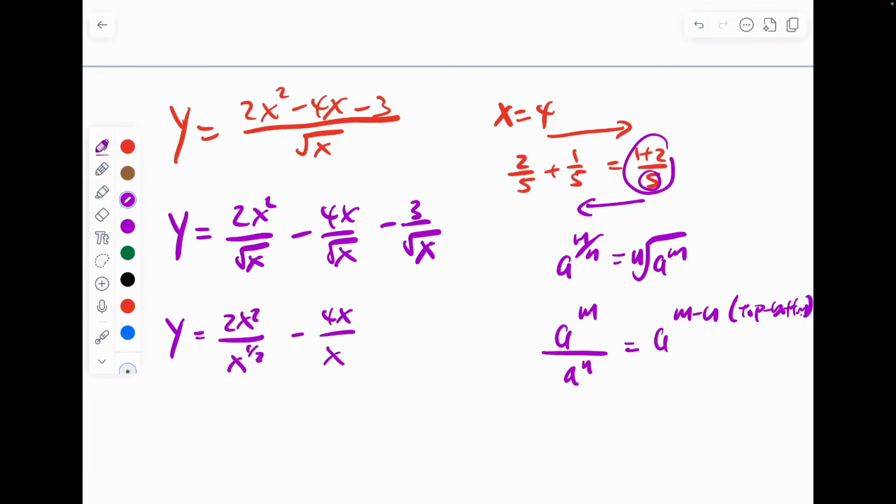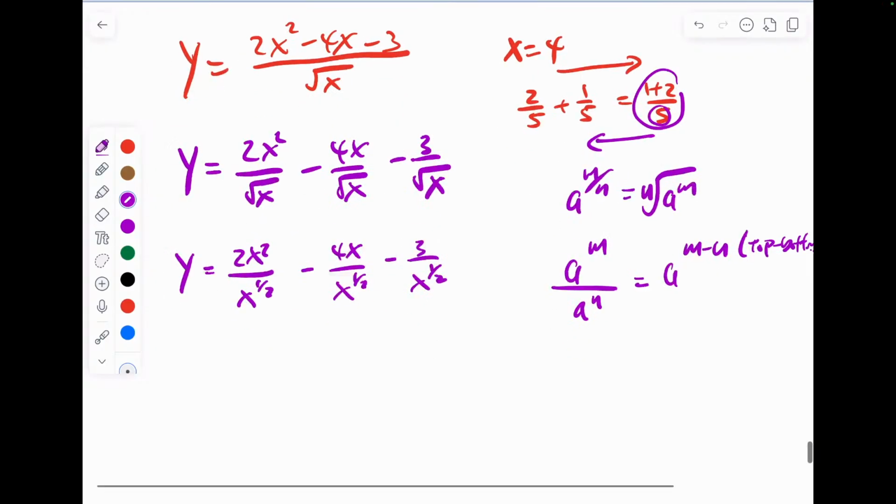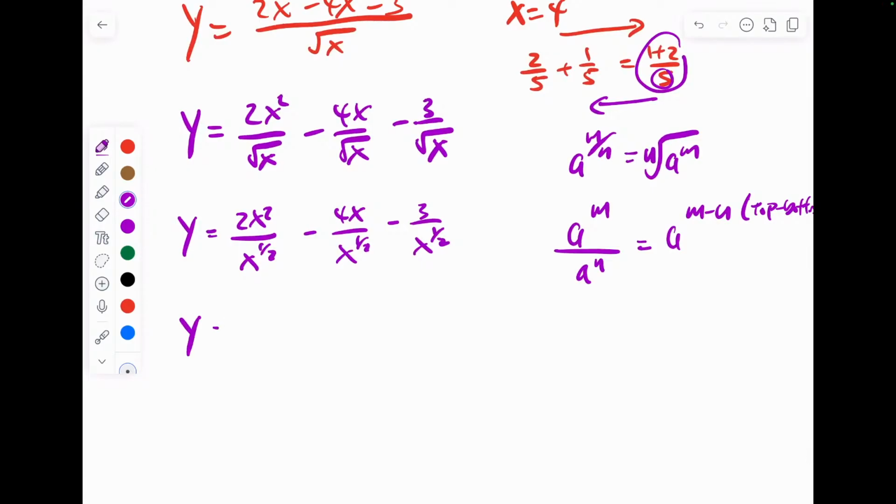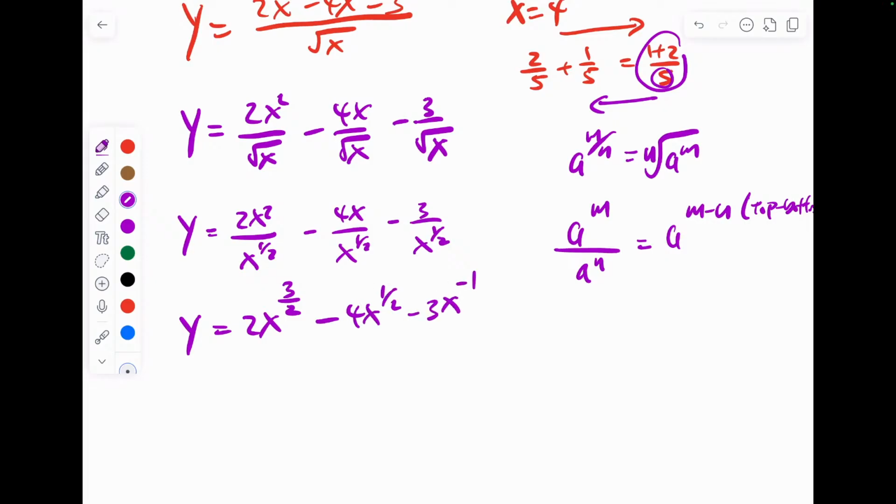Now, I usually don't do this many steps because I can pretty much do all this in my head, but I want to show you where they come from. I haven't taken the derivative yet. I'm going to do top subtract bottom. So it'll be 2 subtract 1/2, which is 3 over 2. Is that okay? Minus 4x to the 1/2, minus 3x to the negative 1/2.